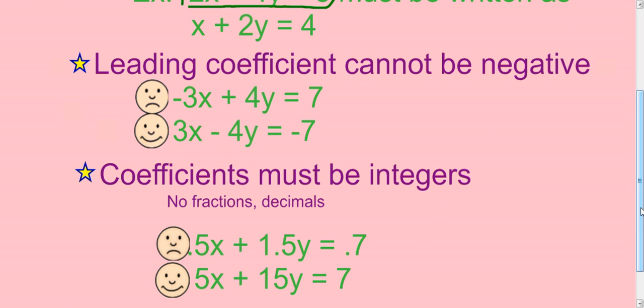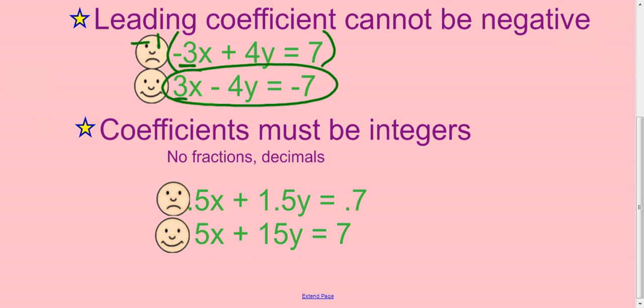Also, the leading coefficient, which is the number in front of your x term, has to be positive. So in this example right here, you have a -3 in front of your x, and that's not in true standard form either. What you would do is multiply this entire equation by -1 and switch all the signs until it has a positive leading coefficient, a +3 right here, which means that it is in true standard form.